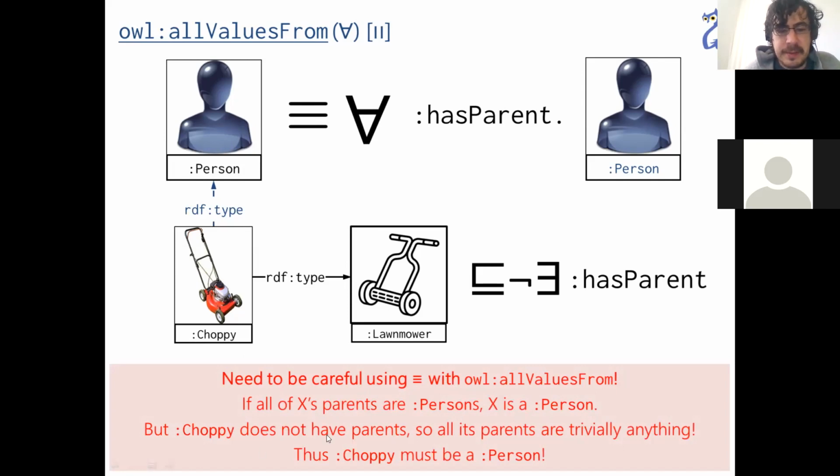Okay, so here's the argument I mentioned. If all of X's parents are persons, then X is a person. This is what this tells us now. But Choppy does not have any parents, so its parents are trivially anything. So all of its parents are trivially whatever class. Thus Choppy must be a person. So we're rarely going to use this sort of equivalence here. Now, we could solve that by saying that it's equivalent to the intersection of all values on has parent is person and is human or animal or something like that. We could add something more here to complete this equivalence, but just this alone would not be a good idea.